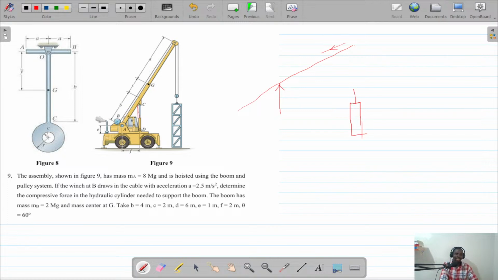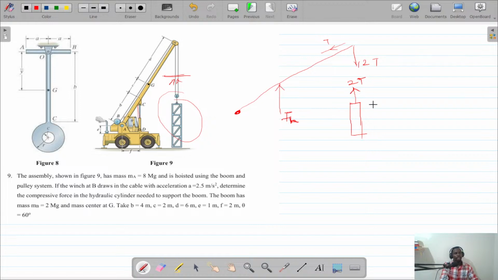Okay, so with this mass, if we cut at this end, we have a tension here and a tension here. So we are going to have 2T going up here, and then 2T coming down, and then we have T here, right? So this is what we have, and then we have the fixed point at this end here. Now this one, let's name the force from the hydraulic FH.